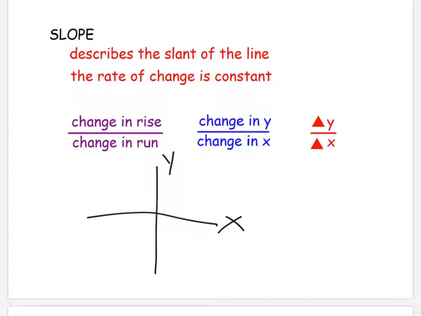The other way you could sometimes see it represented is with the triangle, which is pronounced delta. It's a Greek letter. So delta y over delta x, which still means the change in y over the change in x.